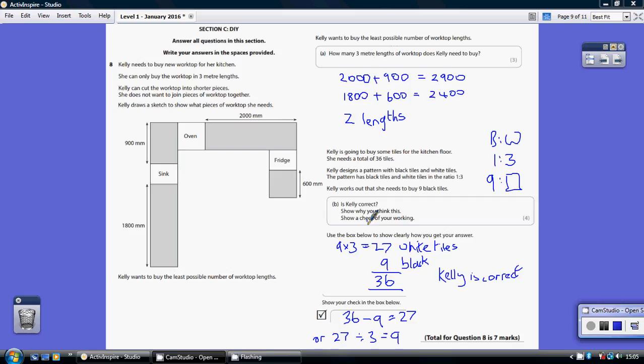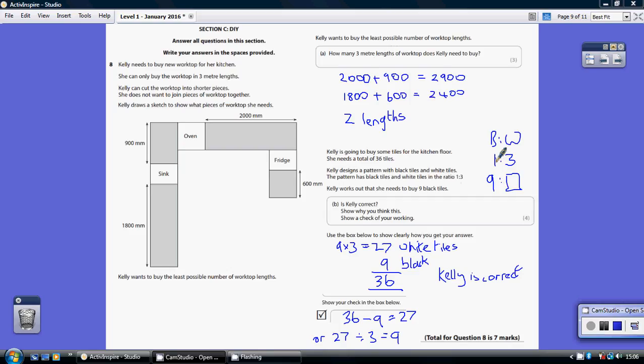Now for part B, Kelly designs the pattern with black tiles and white tiles. The pattern has black tiles and white tiles in the ratio 1:3. She reckons she needs to buy 9 black tiles, is that correct? So set up your ratio 1:3 black to white, and she says we need 9 black tiles. So how many white tiles do we need to do?